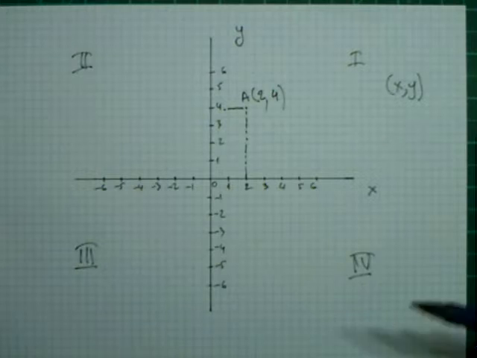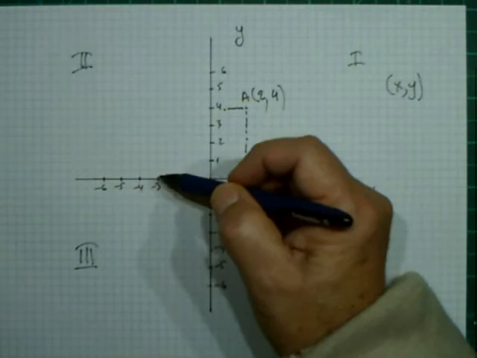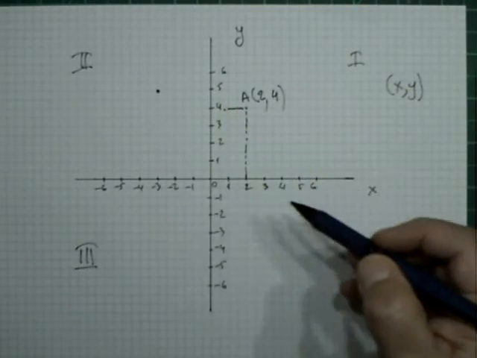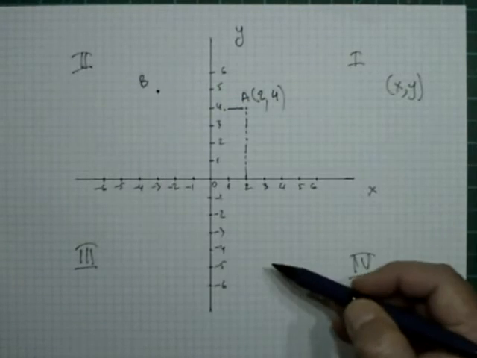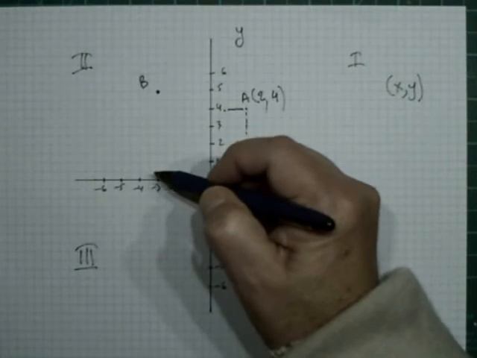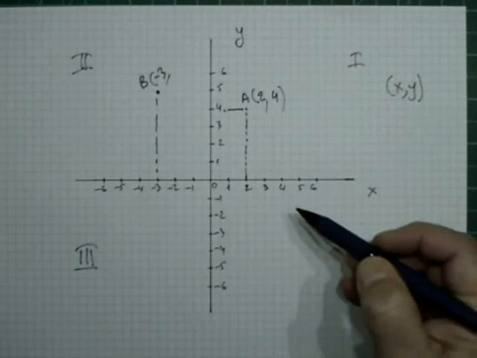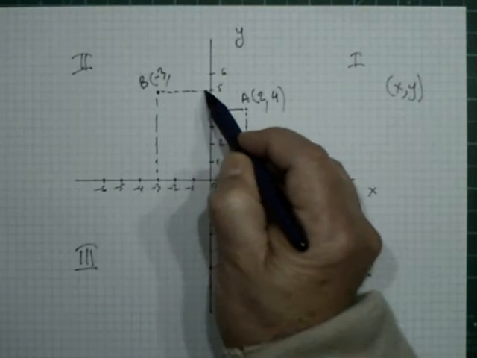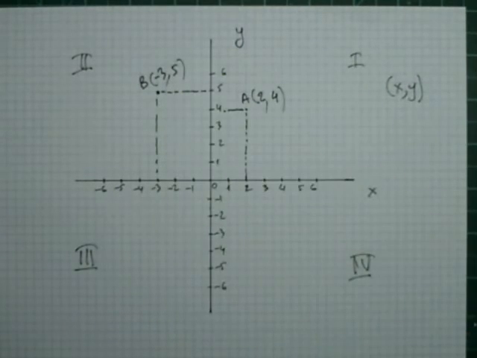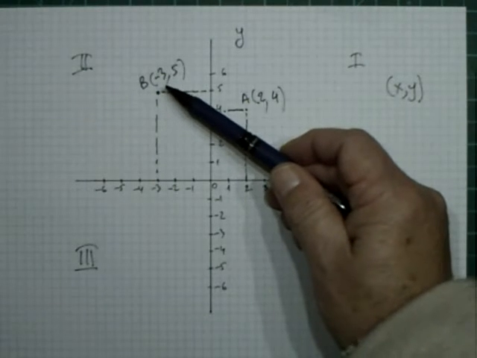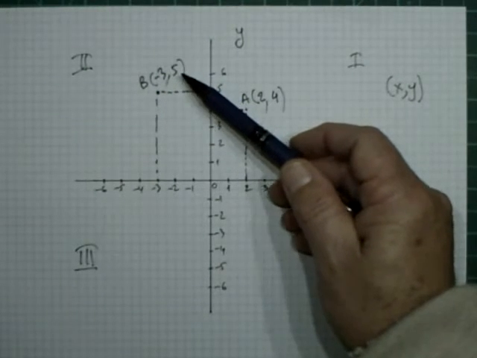Let's give another example. Say that we try to find the coordinates of this point here, the point B. The abscissa is, as we can see, -3, and the ordinate is 5. So the coordinates of this point are (-3, 5).